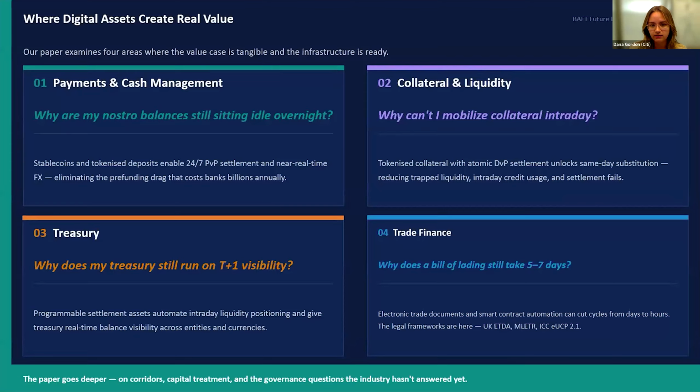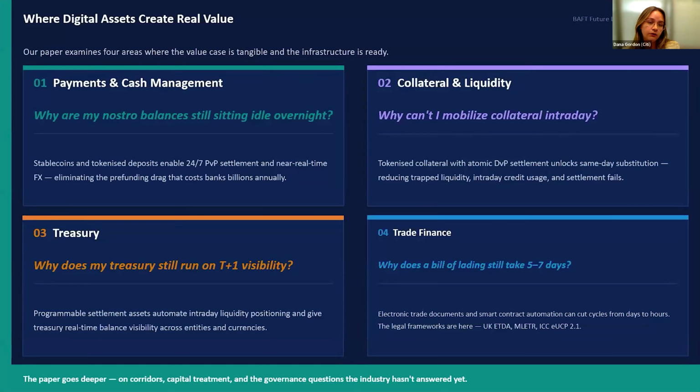Today, as Tom mentioned earlier, roughly $27 trillion sits trapped in pre-funded correspondent banking accounts simply to support future payment obligations. That's an enormous amount of liquidity sitting idle instead of being deployed productively. Digital assets, specifically stablecoins and tokenized deposits, give us a path to fundamentally improve that model.